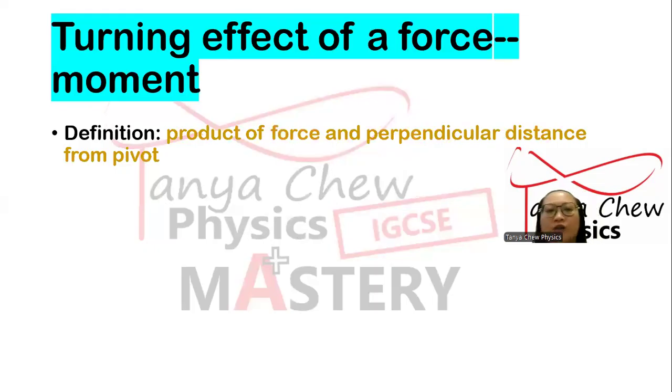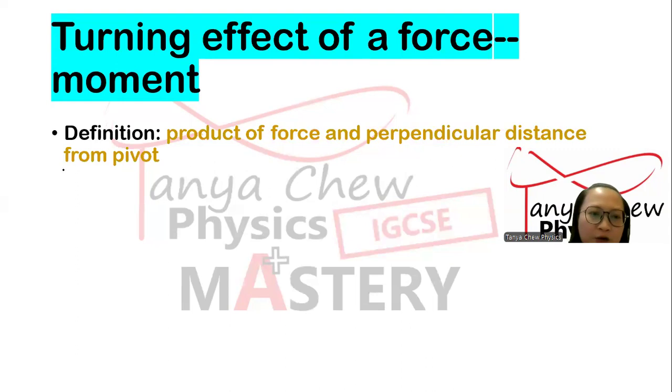Now, the turning effect of a force is called moment. You know, force can do many things. Force can make things move faster. Force can slow things down. And force can also cause a turning effect. The turning effect caused by the force is called moment. So the definition of moment is the product of force and perpendicular distance from the pivot. What is pivot? Pivot is a turning point.